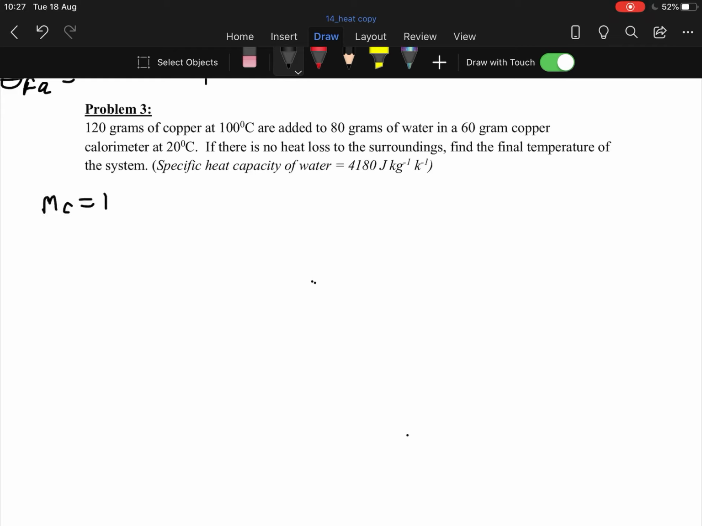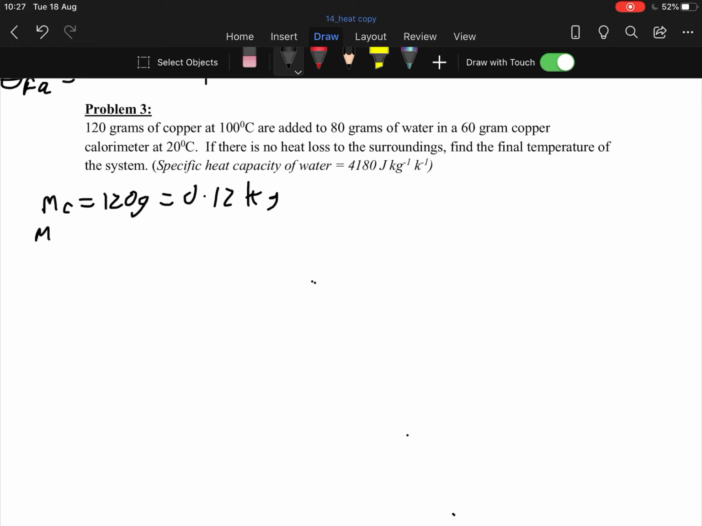Mass of copper, 120 grams. So we have to convert that to kgs: 0.12 kgs. I do apologize, guys, for the handwriting, but I mentioned before that when I'm writing on this tablet I have to try and write in a very awkward way, because if anything touches the screen while you're writing, it won't record the screen right. So my handwriting's bad enough as it is, and this makes it worse.